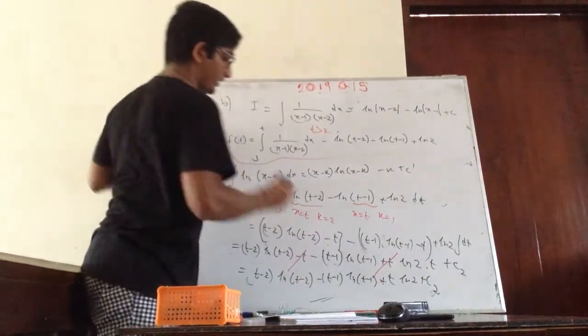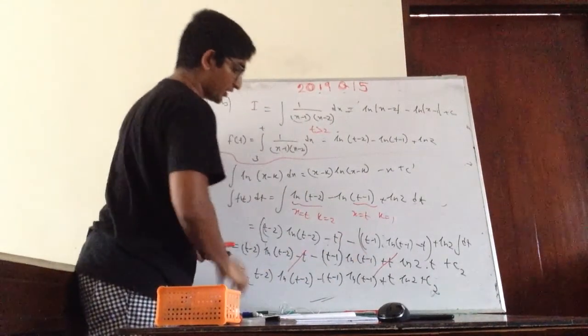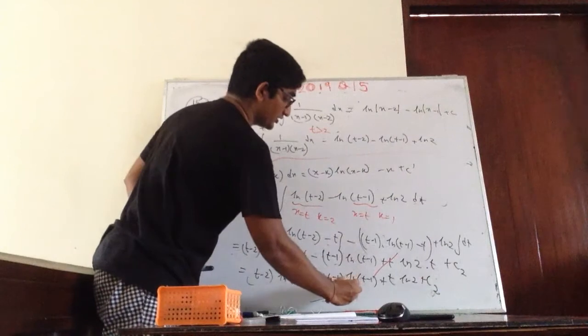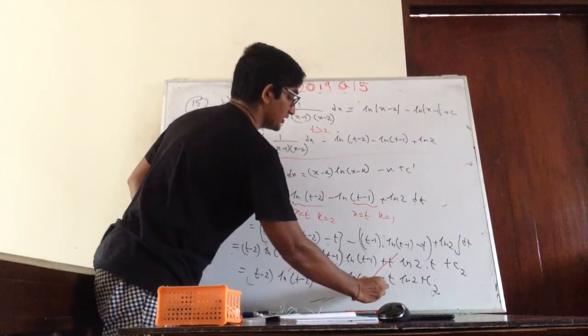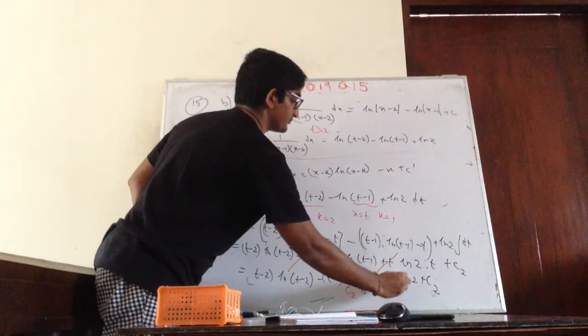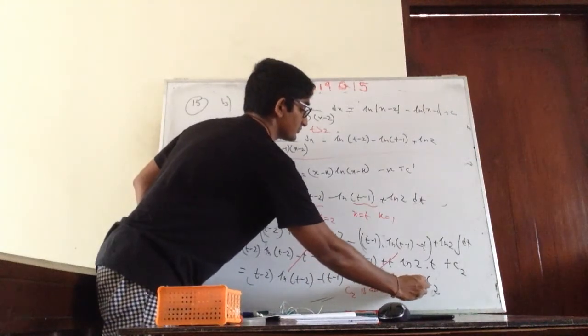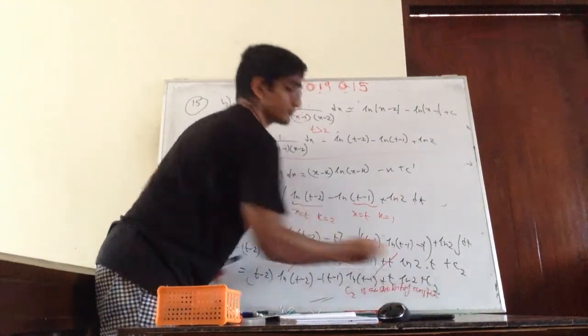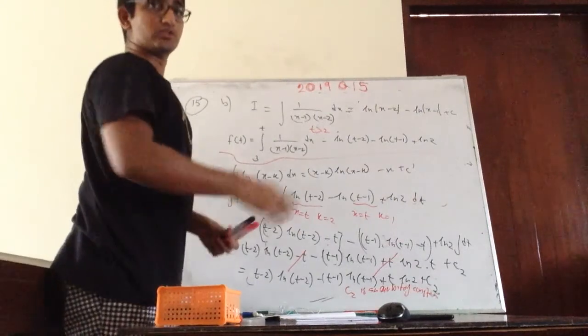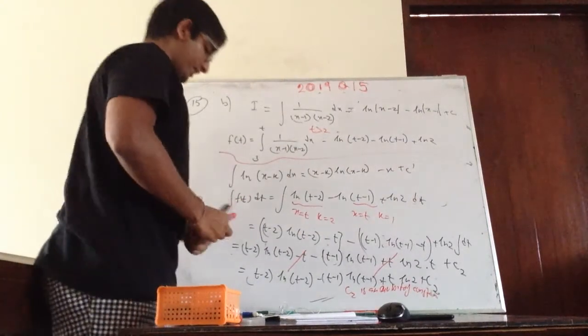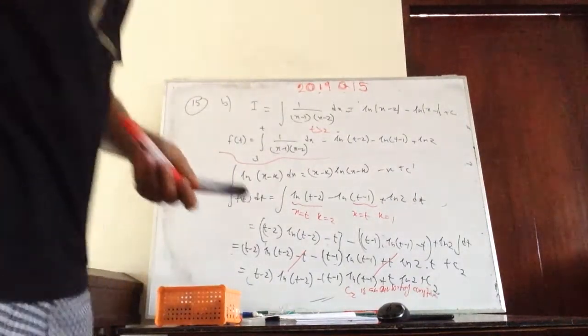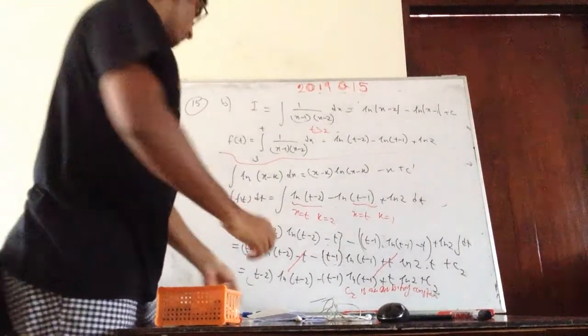So then you need to write the same thing as c. So now c2 is an arbitrary constant. Right, so when you do this, we are done with that part as well. Right, so let's go to part C.